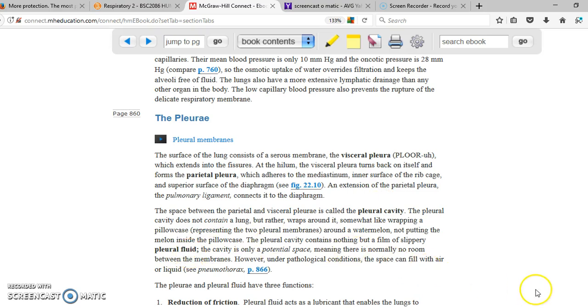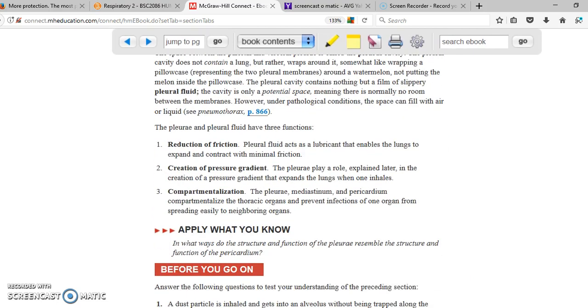Why do you have this fluid, and what is the function of the pleura? As you can see right here, reduction of friction, by covering it with a membrane; creation of pressure gradient, so we can actually inhale and exhale; and compartmentalization, which is separation of the lungs from other organs that we have in the thoracic cavity.